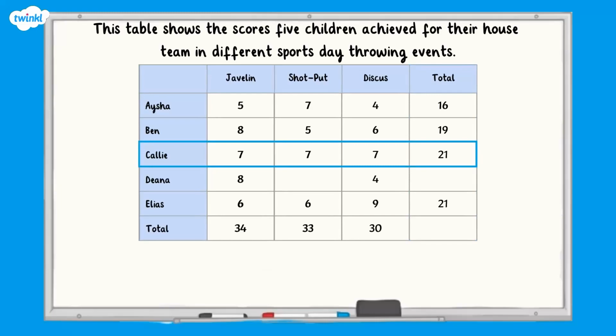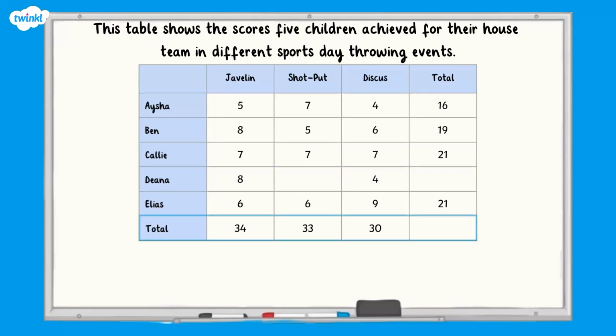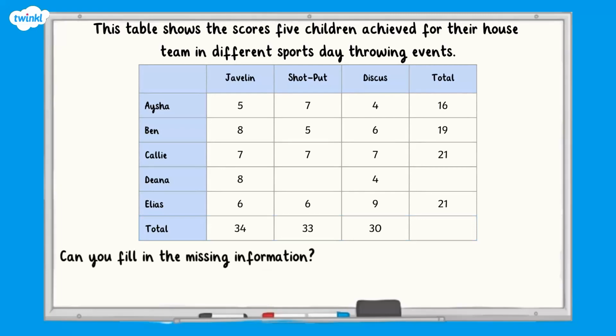There is a row for information about each child. The rows go horizontally from left to right. The total row has the total scores for each event. You can see that there's some information missing in the table. We can work out the missing numbers using the information we have.